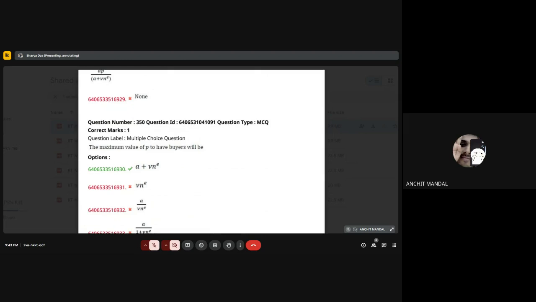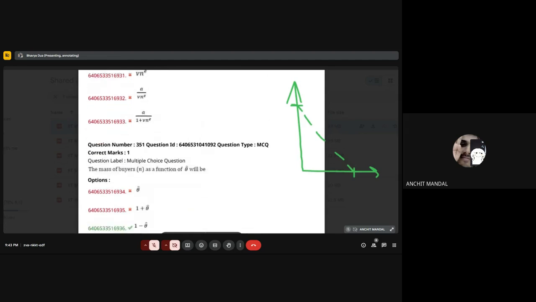The maximum value of P to have buyers will be A plus VNE. This comes from the graph which is drawn, and that resembles a downward curve, something like this. And this point is A plus VNE, and at this point it is minimum. That is the extra concept of reserve. Then mass of buyers as a function of theta hat, it is going to be 1 minus theta hat. Absolutely theoretical, no calculations here.